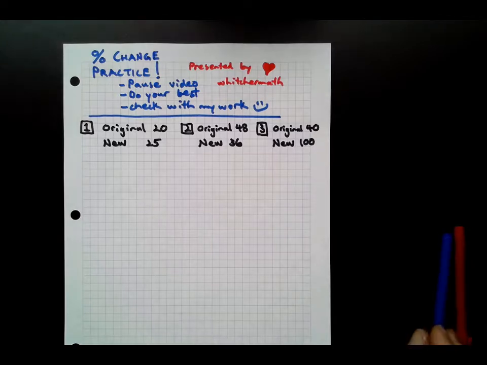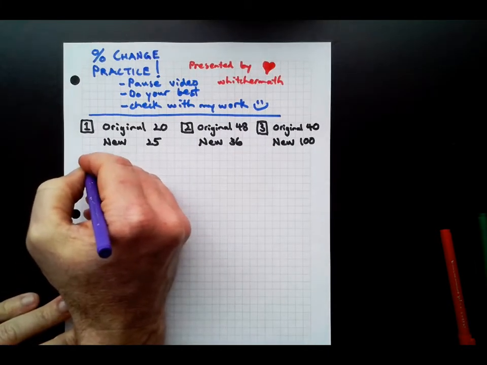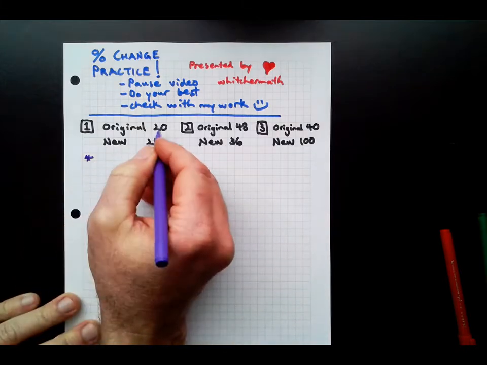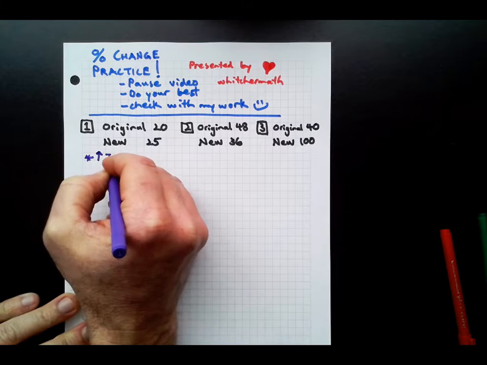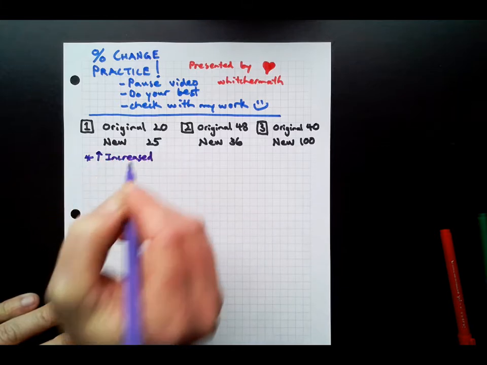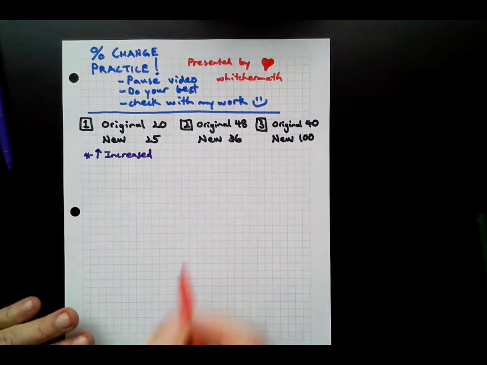All right. Thanks for doing your best. Let's check your work. As we learned in the last video, we're going to follow a little procedure. First, we're going to decide, did it increase or decrease? Did it go up or down? It started at 20, it went to 25, which means it increased in this first problem. In fact, let's go through all three here and run through the process.